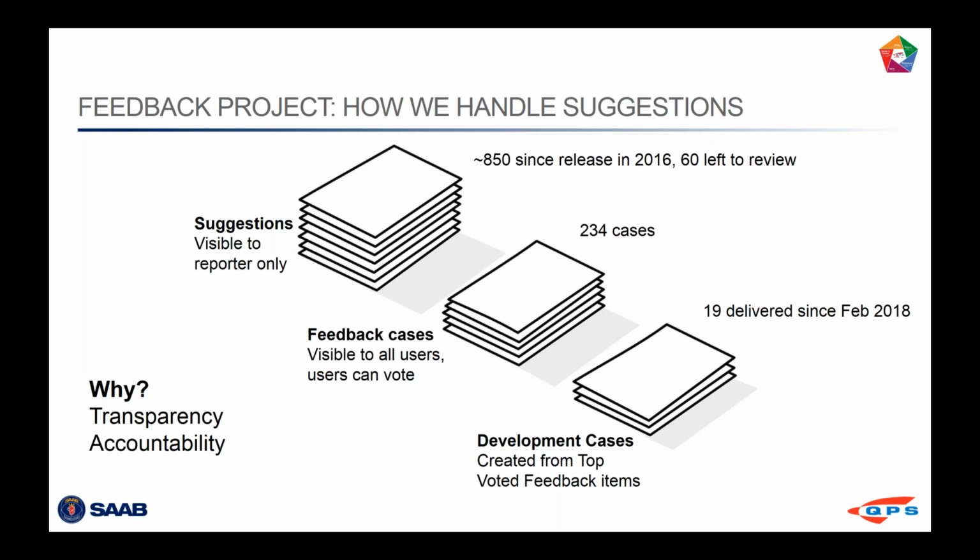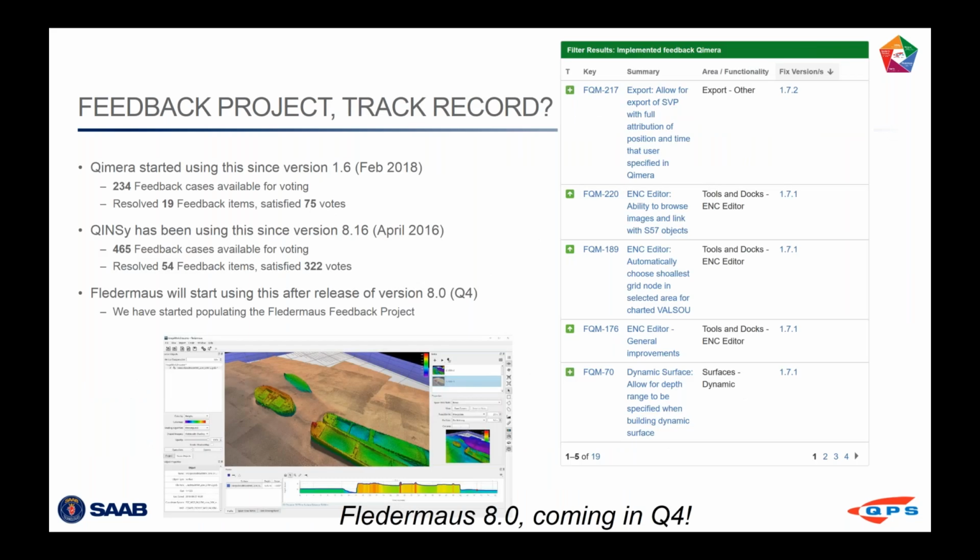We need to be able to deliver on this, and that's what we aim to do. So what's the track record on this for Qimera? Since we released Qimera 1.6 in February this year, there were 234 feedback cases available for voting. We resolved 19 of them, satisfying a total of 75 votes.